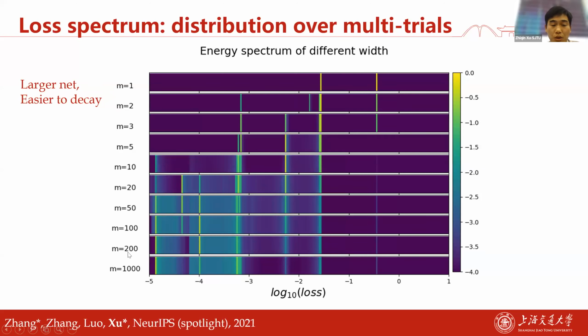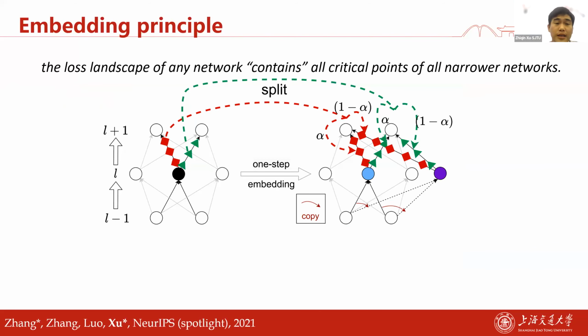But for a neural network with very many neurons, a very large width, you can see they have many peaks at these small values. So for a larger neural network, it might be easier to go to small loss values, meaning larger neural networks might be easier to train. To study why larger neural networks can more easily go to small loss values, we try to study the connection between the small neural network and the large neural network.